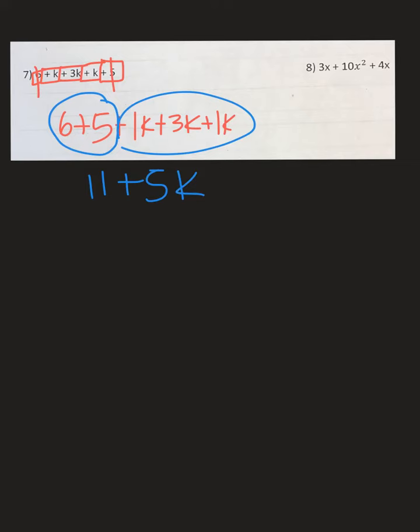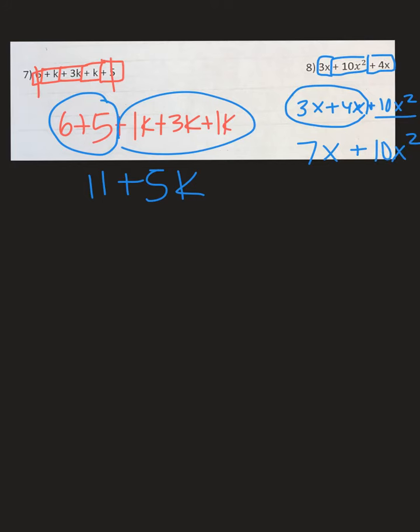Okay, for number 8, same thing, make those boxes. Our like terms here, we've got 3x plus 4x. And then we have a plus 10x squared, which is not a like term with our 3x and our 4x. It's separate because it's raised to a different power. So when we combine our like terms, 3x and 4x give us 7x. And then we're going to just rewrite plus 10x squared.